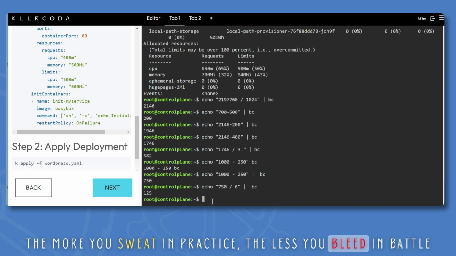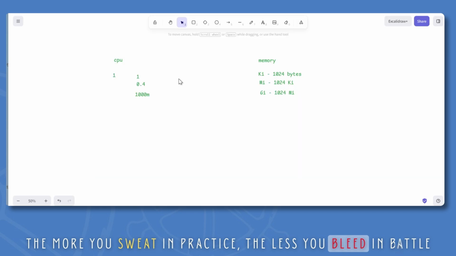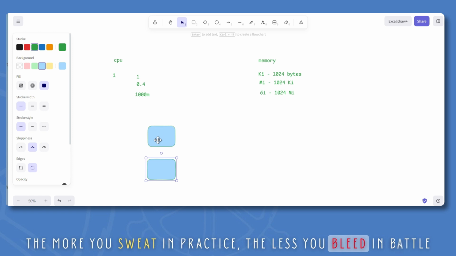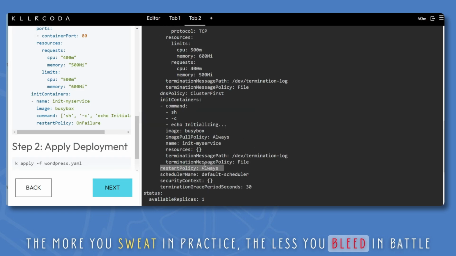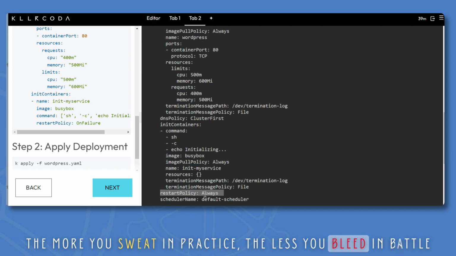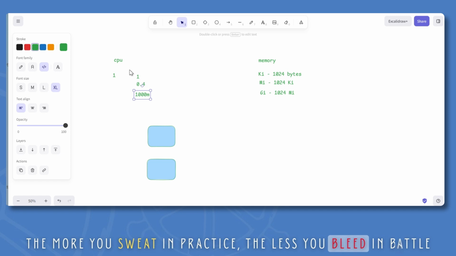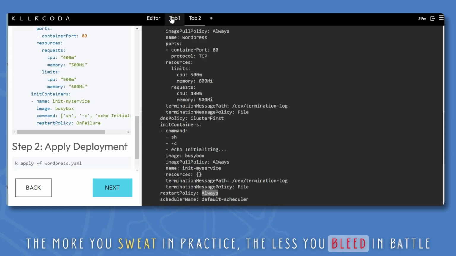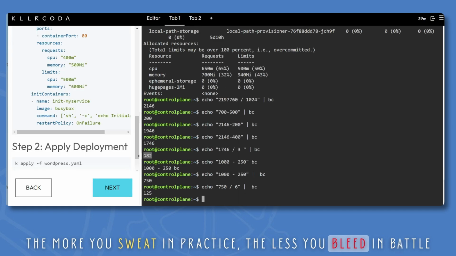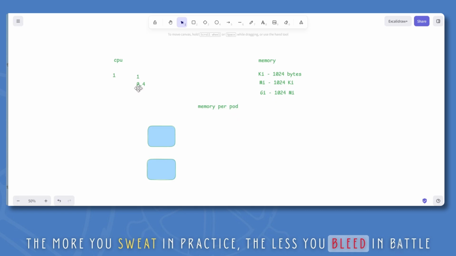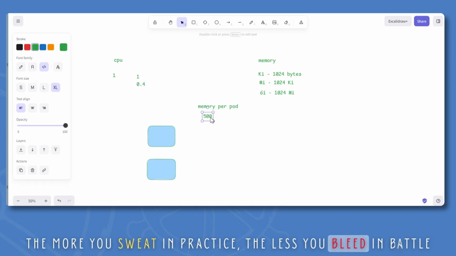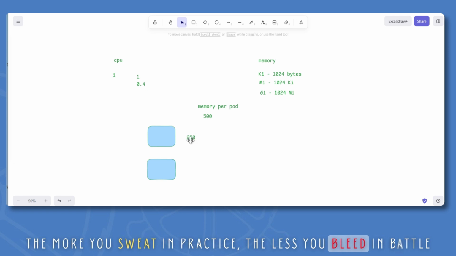So 120 memory. Why do I take it as 120? Because here are two containers, and these are sidecar containers because the restart policy is showing Always. If the init container restart policy is on failure, then you should not have to divide. Suppose per pod memory is 500, I consider. Now we have to divide it into 2, so it's 250 here and 250 here.